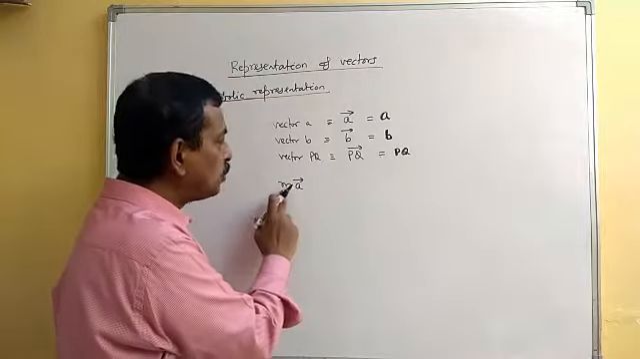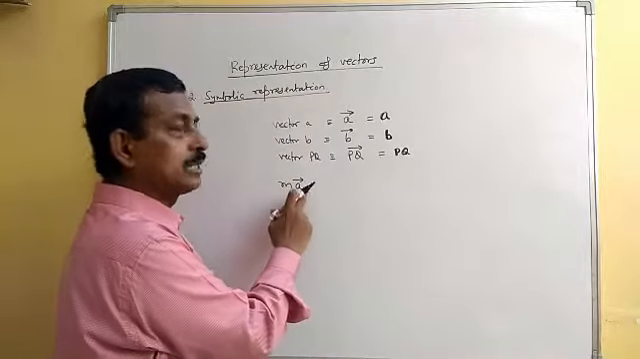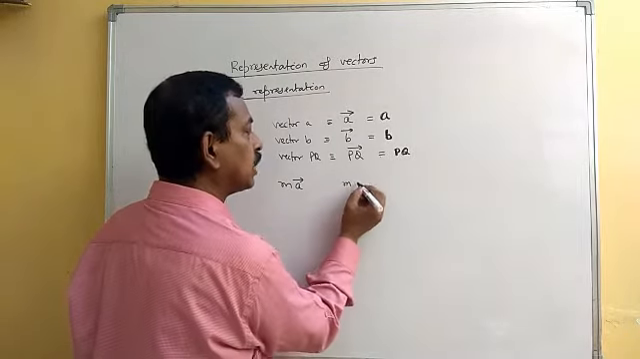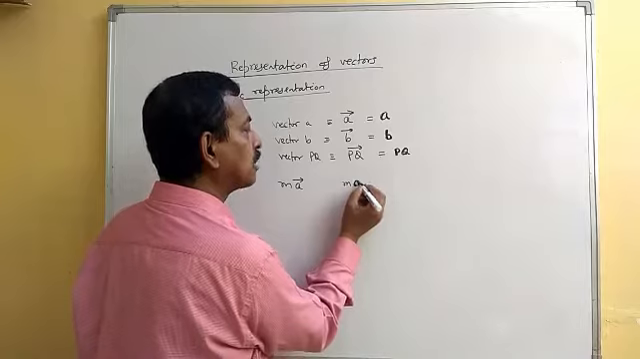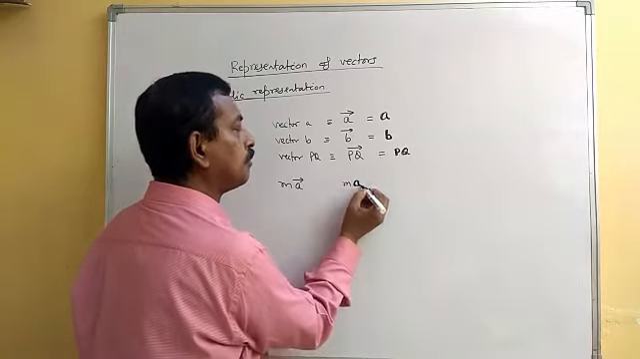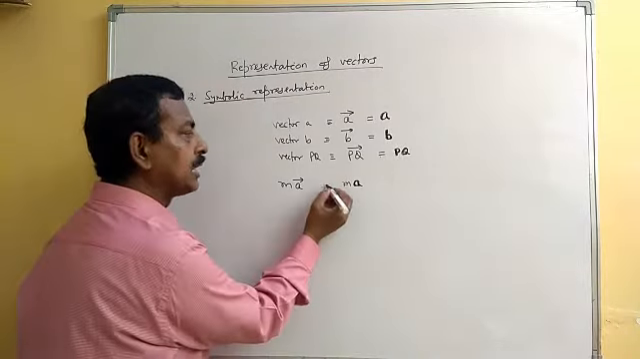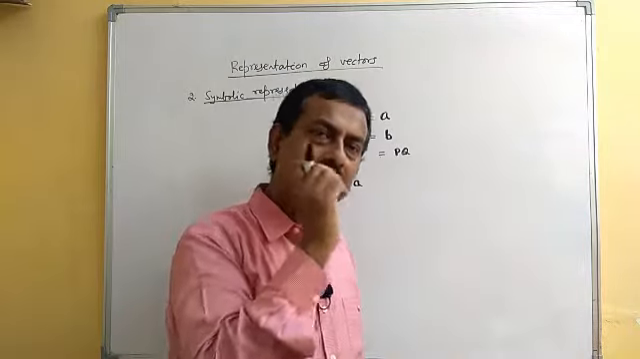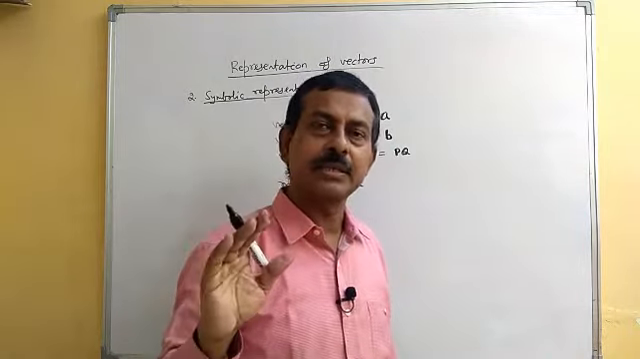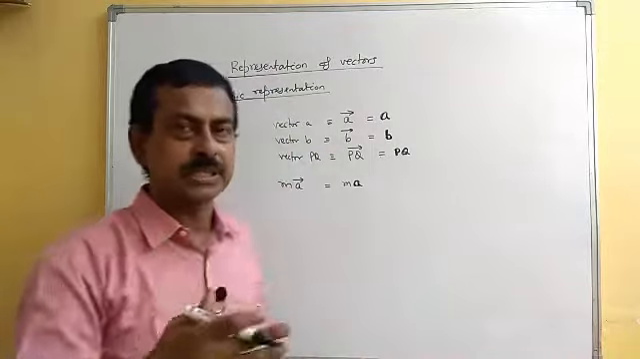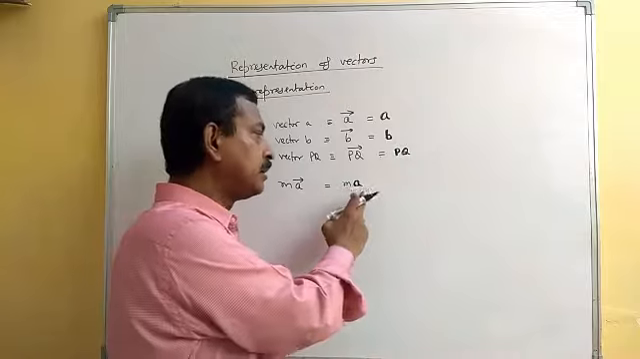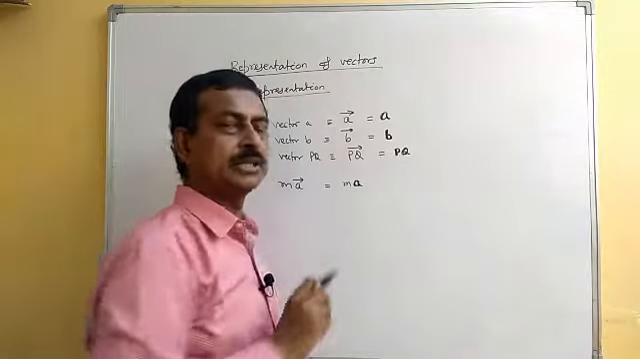Similarly, if I have to write m times vector A, in those books you'll find it written as m and then a dark faced letter. It is written like this. So wherever you find dark letters in any text, especially dealing with physics or vectors, just understand that it is representing a vector quantity.